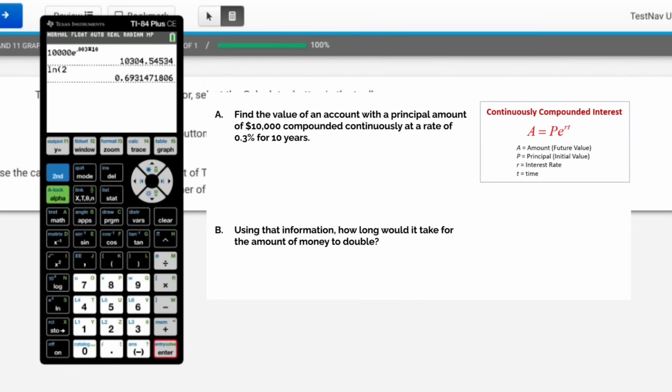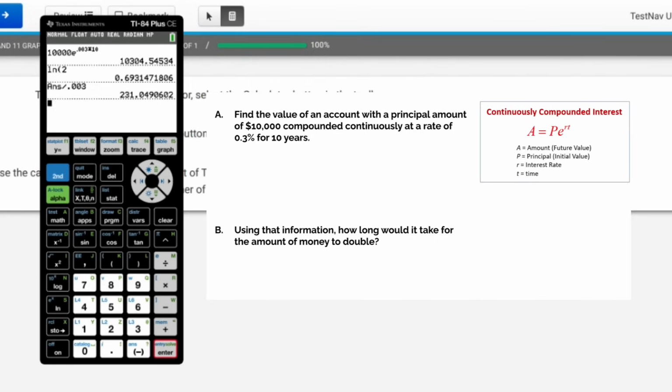Now, in order to get t all by itself, we divide both sides by 0.003. So I'm going to do that, divide by 0.003. And it's going to take us not long at all. 231 years to double our $10,000 at that rate.